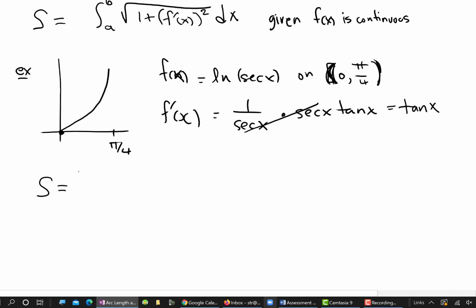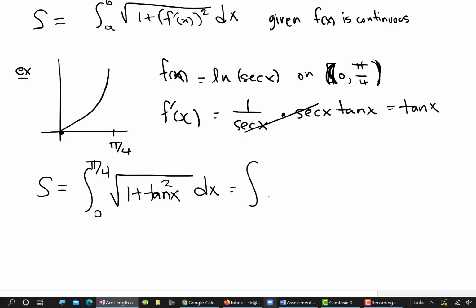So for the arc length, we're going to go from 0 to pi over 4. We're going to have 1 plus tan x, where tan x gets squared, and the derivative with respect to x. So this is the same as the integral from 0 to pi over 4 of the square root of secant squared x dx, which is the same as the integral from 0 to pi over 4 of secant x dx.